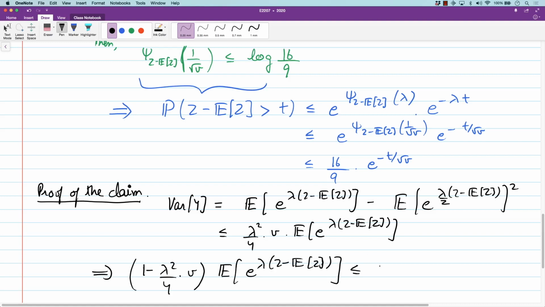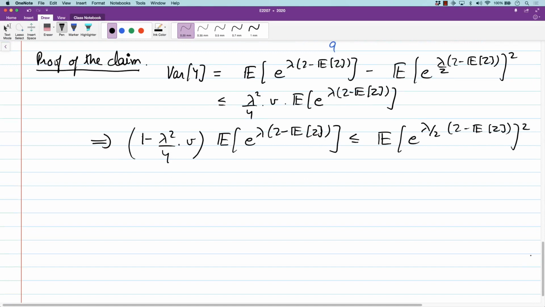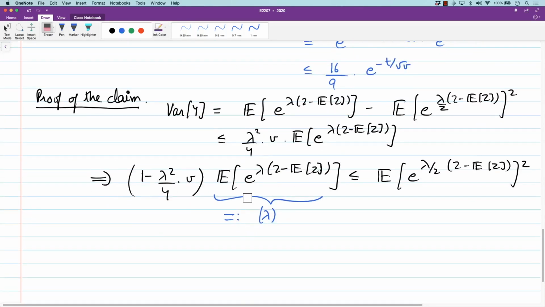This guy is less than or equal to the expected value of e to the power lambda by 2, whole square. Okay, that's what that property implies. We define this guy here to be something. Let's call this maybe f of lambda. Maybe I should call it just g of lambda. Not sure where I've used this f. F is already taken. And this guy, if you notice, is g of lambda by 2 square.